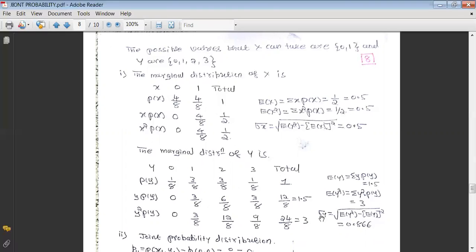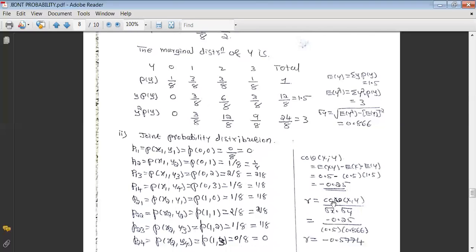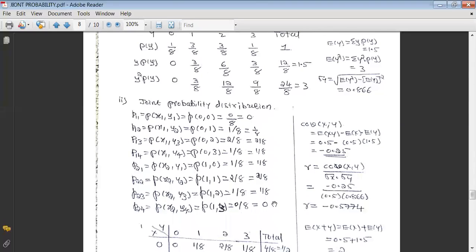Now sigma y is given by square root of expected value of y square minus expected value of y whole square. That will be 0.666 we get there. Now let us calculate the joint probabilities. The joint probabilities are given like this.